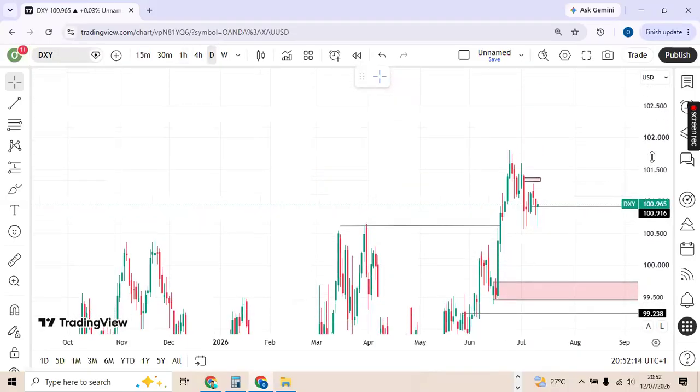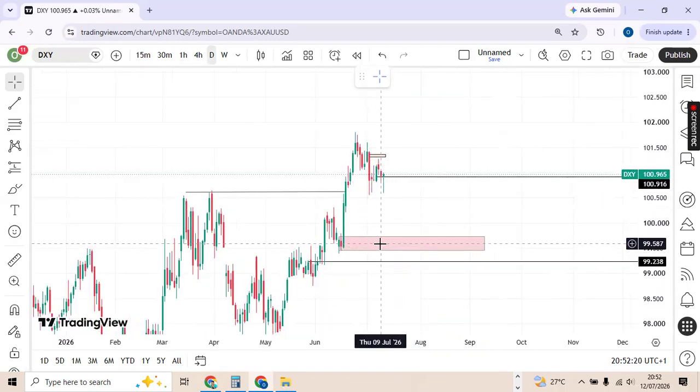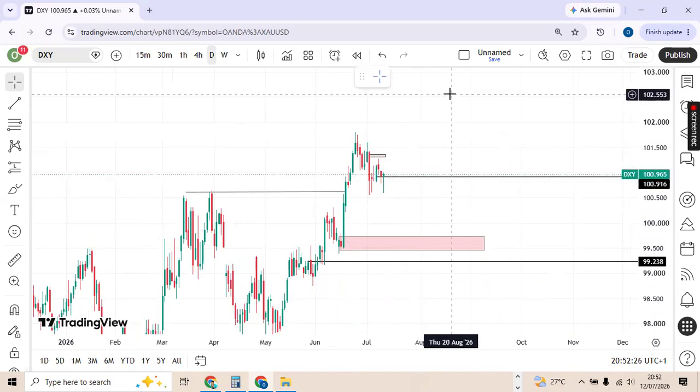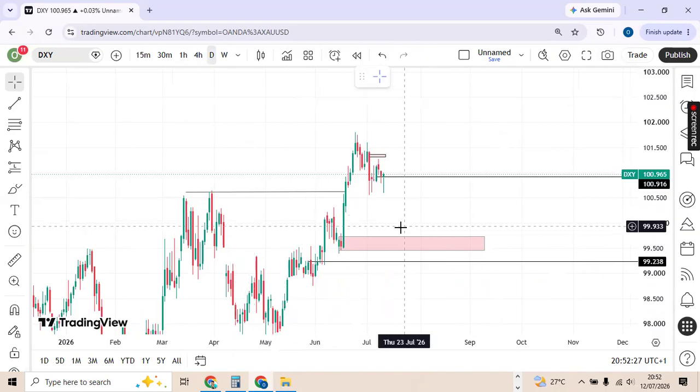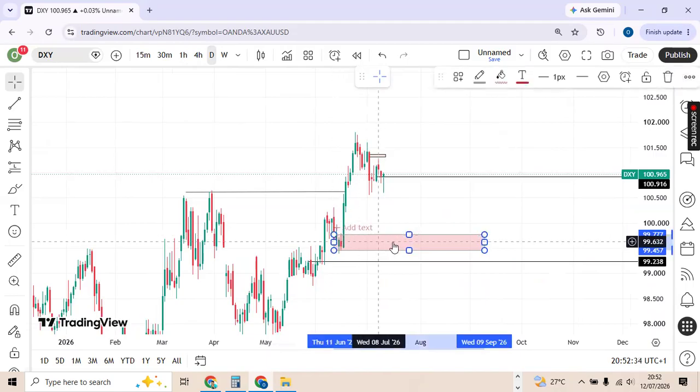Looking at DXY, this is where I mapped out DXY to come back to. I was waiting for DXY to come back to this particular level before we see a massive buy to the upside, because if you look at my daily time frame, you can see that this area is my daily time frame demand zone.